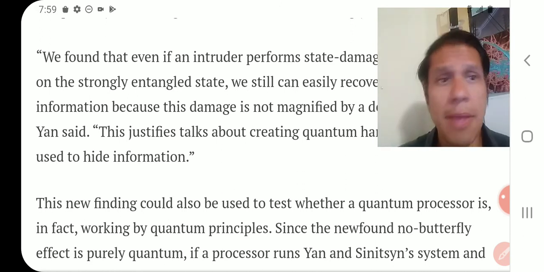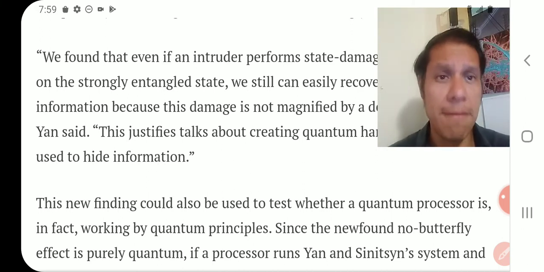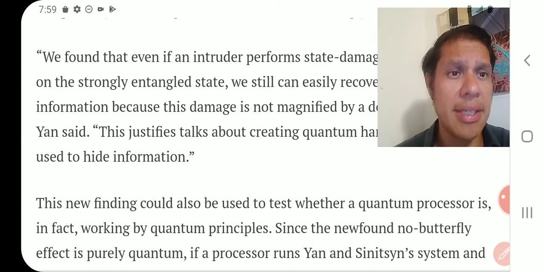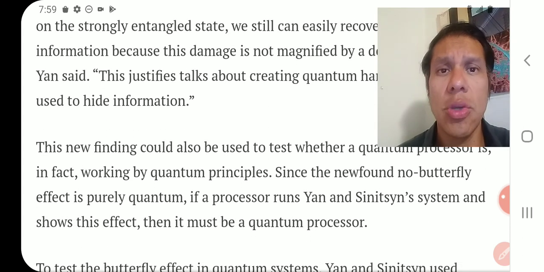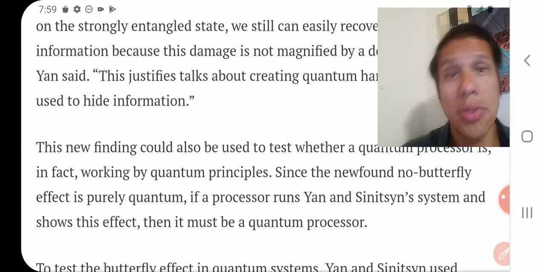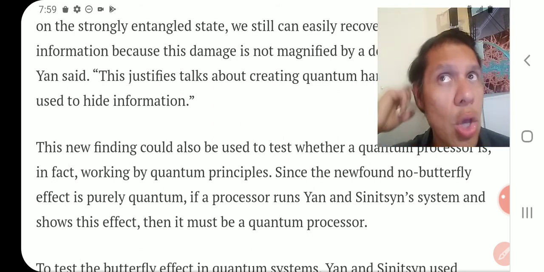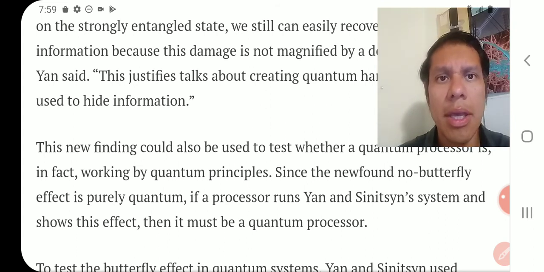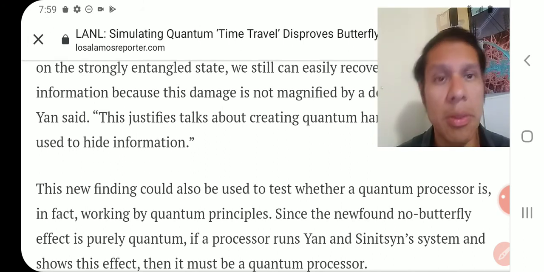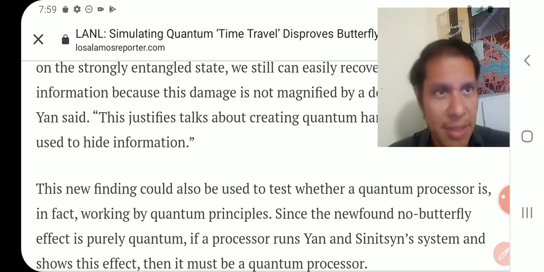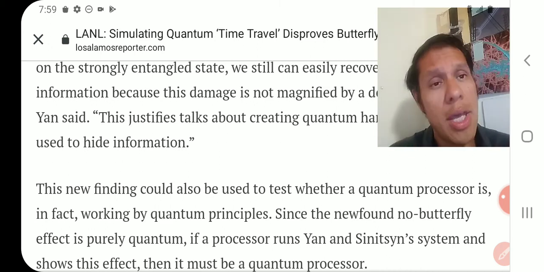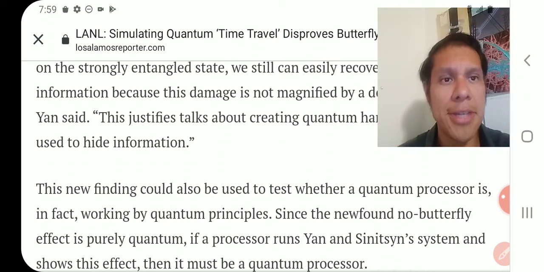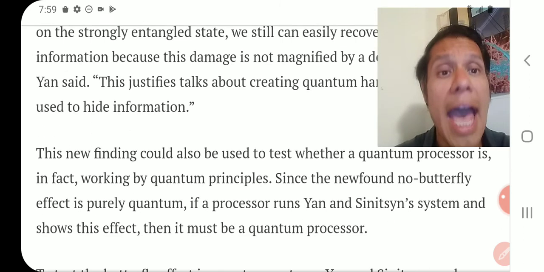Here's another application. "Since the newfound no butterfly effect is purely quantum, if a processor runs Yan and Sinitsyn's systems and shows this effect, then it must be a quantum processor." So also this system could, I guess, demarcate whether a processor is working properly, right? If you can actually do that, well, then it's working properly, right? Okay. So two practical applications of this process, this algorithm.